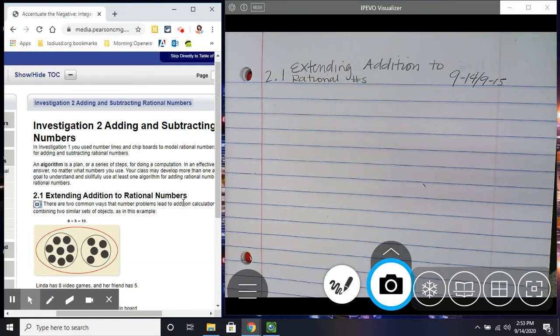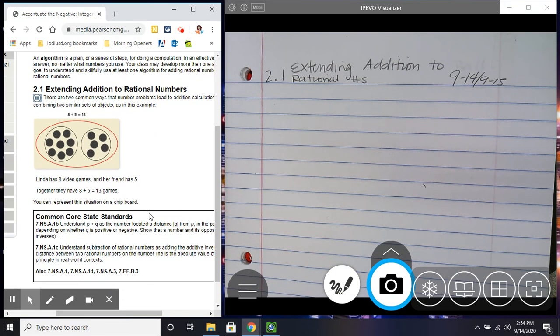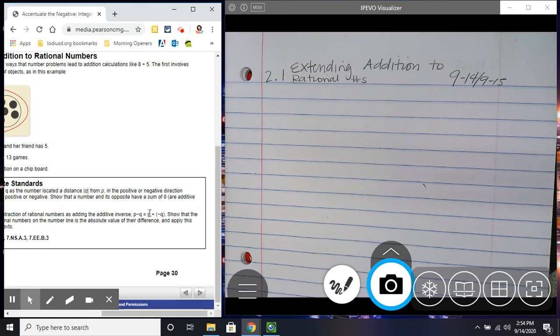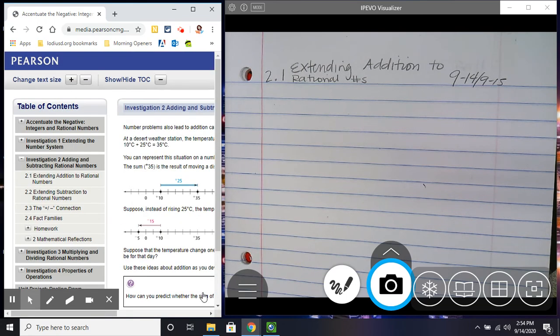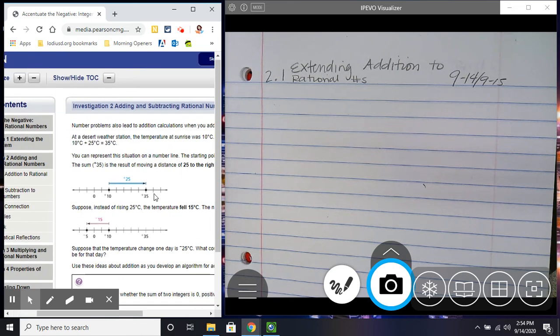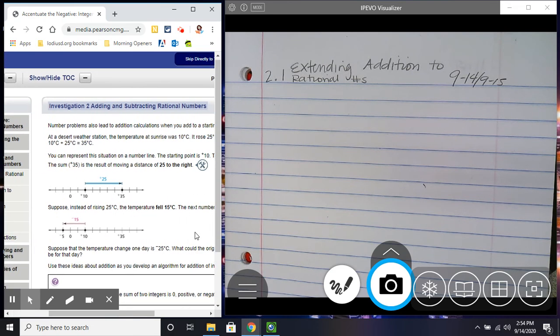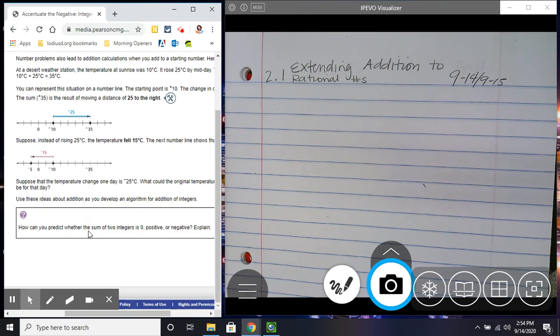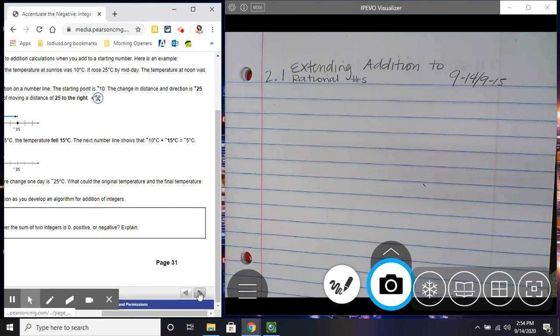All right, we are starting with 2.1. The whole front part of 2.1 is basically just talking about how you can represent addition using the black and red chips and also the number lines here. I don't really feel like I need to go over this because it's pretty straightforward. If you start at 10 and it increases 25, you end up at 35, or you start at 10 and it decreases by 15, you'd end up at -5. So I feel like you guys are pretty much on par with that.